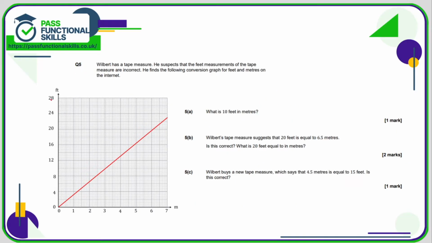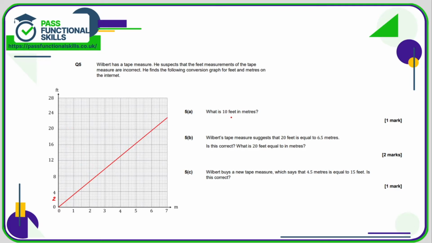Question number 5, we've got feet up the side, metres along the bottom. So metres, we're going up in ones, so every faint line is 10 centimetres. Here we are going up in fours, so every sort of mini line is 2. So therefore we are going up in 0.4s, which is a bit confusing. So 0.4, 0.8, 1.2, 1.6, 2. So it's good to establish the scale at the beginning.